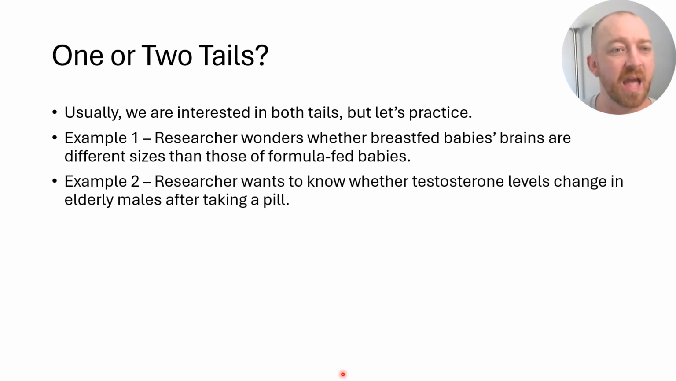Let's try another one. A researcher wants to know whether testosterone levels change in elderly males after taking a pill. Now, again, the key word here is change. I didn't say it gets higher. I didn't say gets lower. This one says change. Didn't specify whether it would get higher or lower. And so therefore, this is a two-tailed test criterion as well. Now, if the researcher did specify and said, I really think testosterone levels are going to rise in elderly males after taking a pill, now we're talking about a one-tailed test criterion.